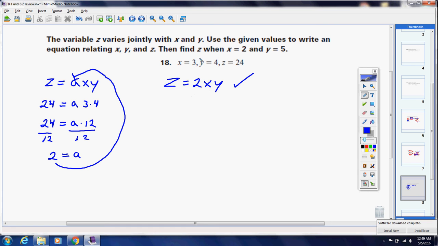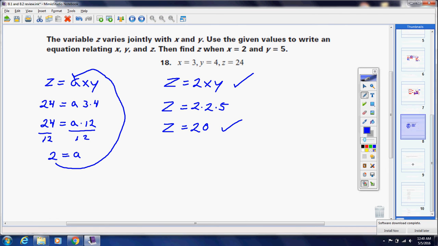Now, find z when x equals 2 and y equals 5. So I just plug those in. z is going to equal 2 times x is 2 and y is 5. So 2 times 2 is 4, times 5 is 20. z will equal 20.